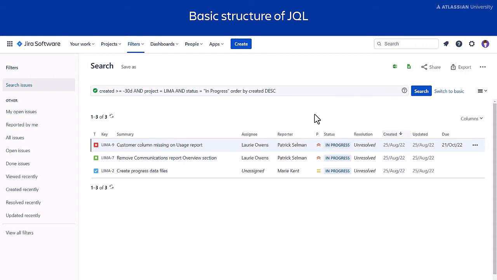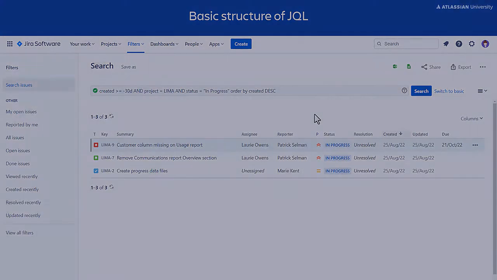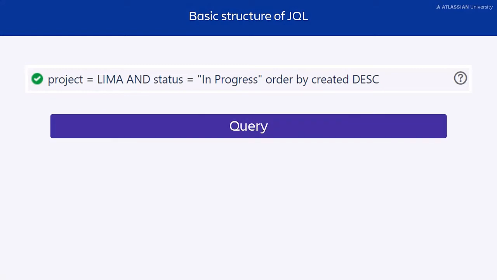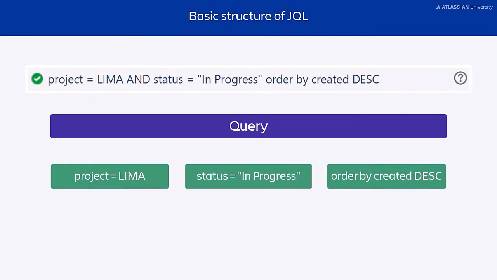Let's take a closer look at a Jira query. This entire statement is called a query. A query is made up of multiple clauses. These clauses define the issues you're searching for. Each clause is made up of multiple elements. Let's run through them.